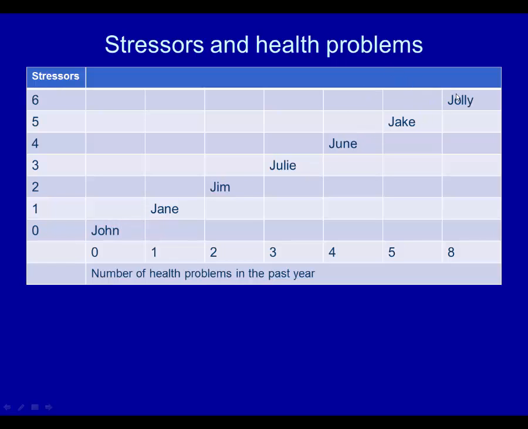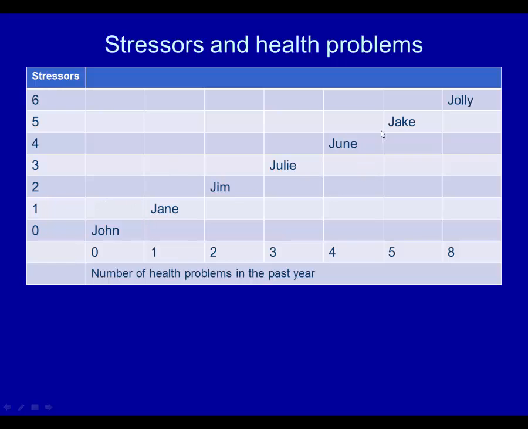You almost never find a perfect relationship. If you find a correlation coefficient that's 1.0, you need to look at it again because you probably have made some kind of mistake. This kind of relationship is almost never the situation. There'll be a few people out of sync here.